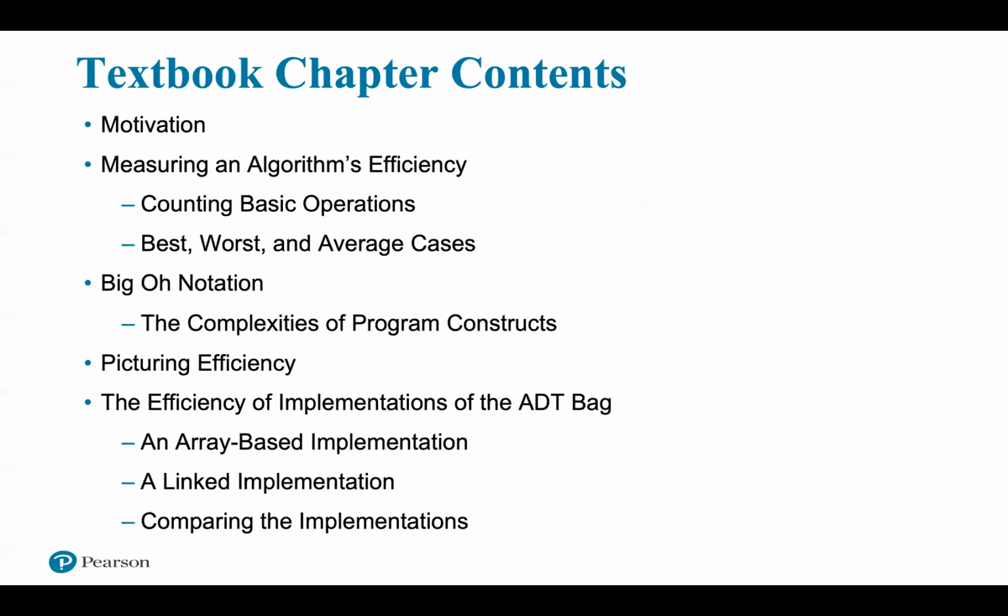And so in terms of the textbook chapter context, we'll first give a little bit of motivation, and talk about how we can be measuring an algorithm's efficiency. And then there's one way of measuring complexity called the big O notation. We will have a little bit of a discussion on how you can picture efficiency, and finally looking at the efficiency of implementations of the ADT BAG, which is the first data structure that we are talking about in this course.